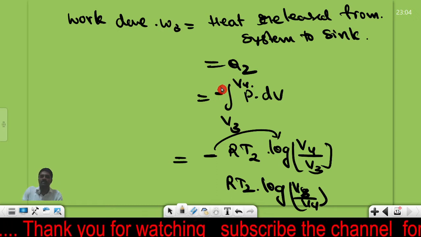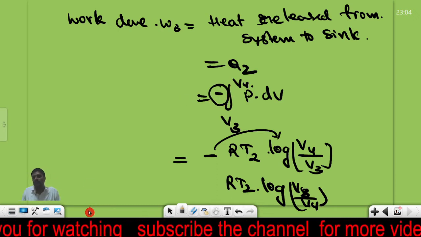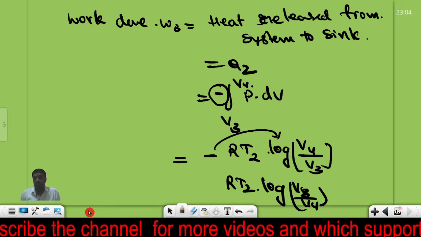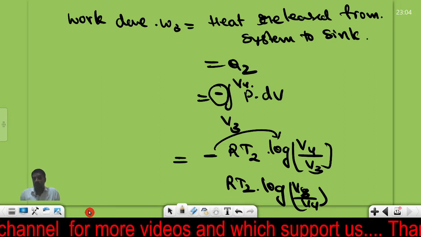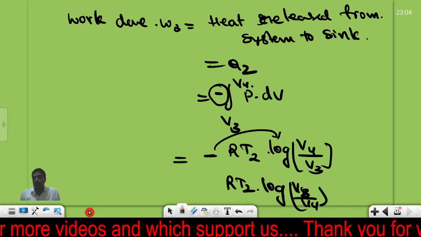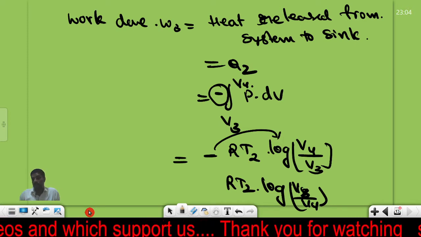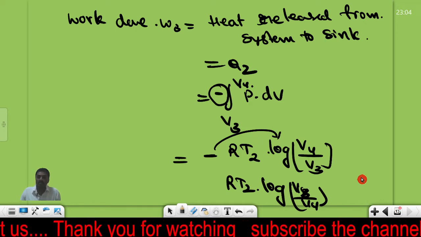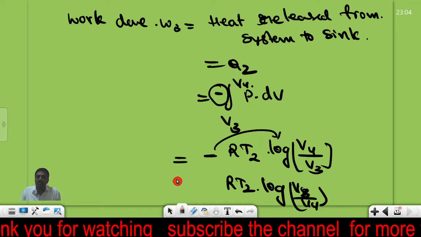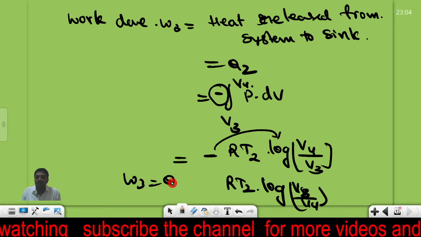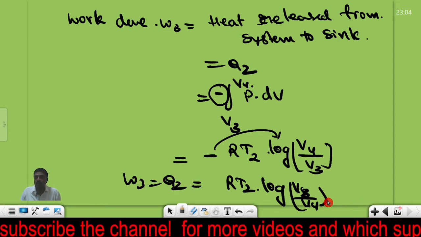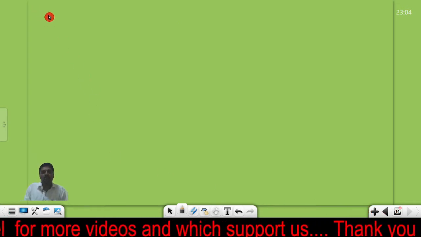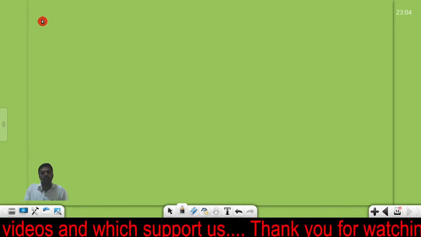This negative sign is most important here, because it is an ejection of heat. In this process heat is ejecting, that is the very important negative sign, because we are doing the work on the substance, that's why we need to show the negative work done. So this is the work done W3 or Q2, equal to R T2 log of V3 by V4. Now let me go to the fourth stage or fourth stroke.